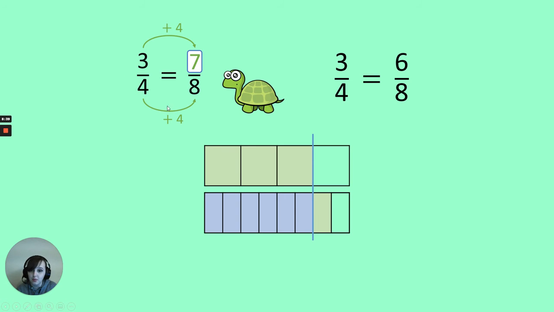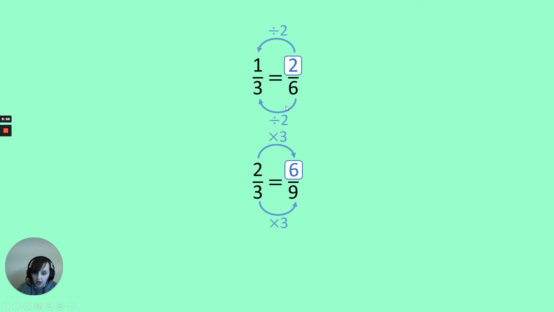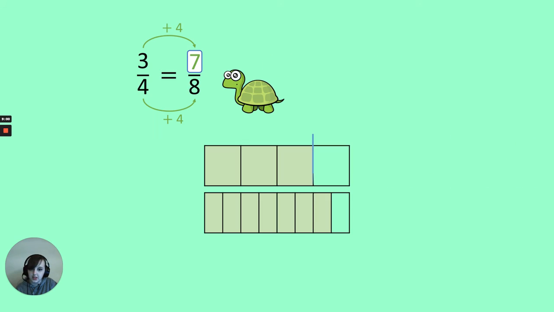Tiny Terry has got it wrong because we're not adding. When we're finding equivalent fractions, we're multiplying. To turn 4 into 8, we multiply it by 2. So we multiply the numerator by 2 as well. And if we look at all of the examples that we did back here, we timesed by 2, we timesed by 3. Let's just move forward again.